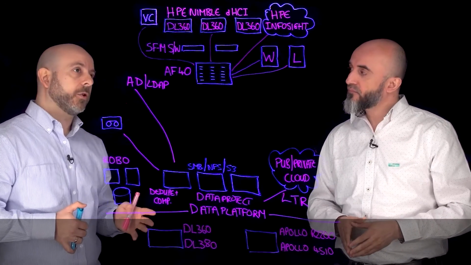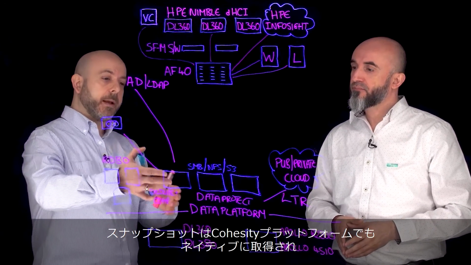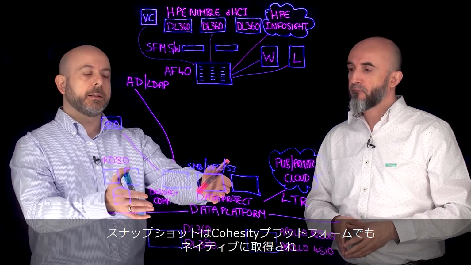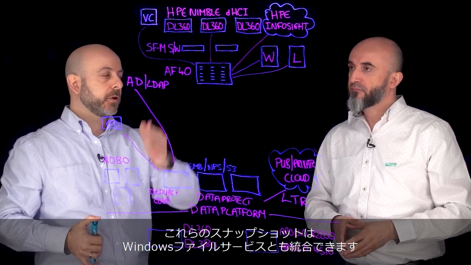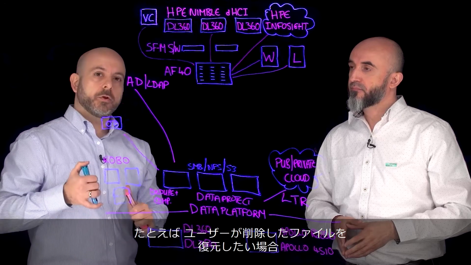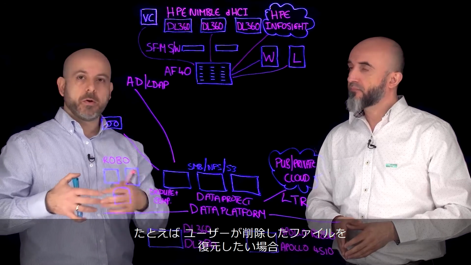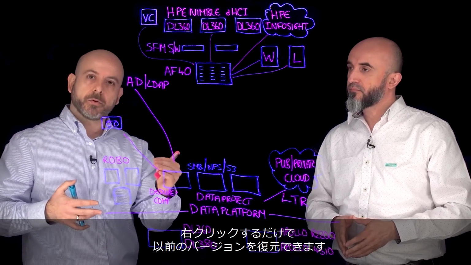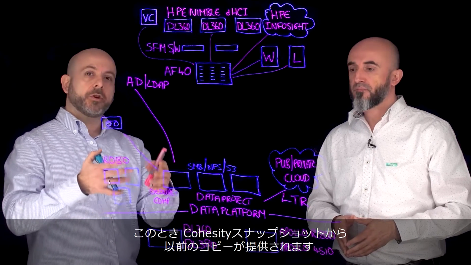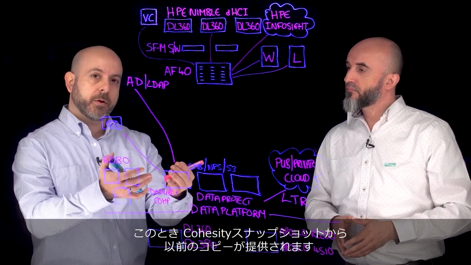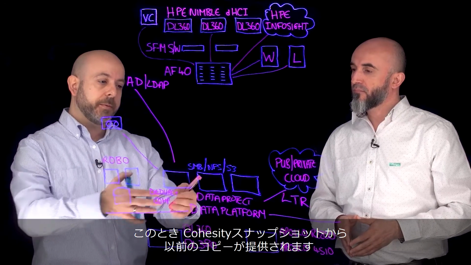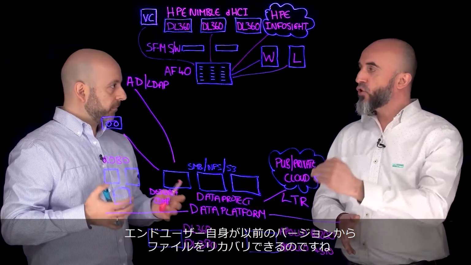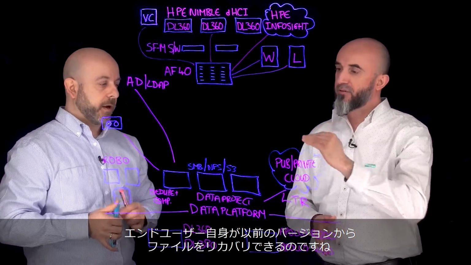Yeah, exactly. So, our snapshots. We take snapshots natively on the Cohesity platform as well, and these snapshots can integrate with Windows file services. So when a user deletes a file and wants to recover it, they can simply right-click, go to Restore Previous Versions, and it's going to be serving up the older copies from the Cohesity snapshots. So the end user themselves can recover the files from the previous version.